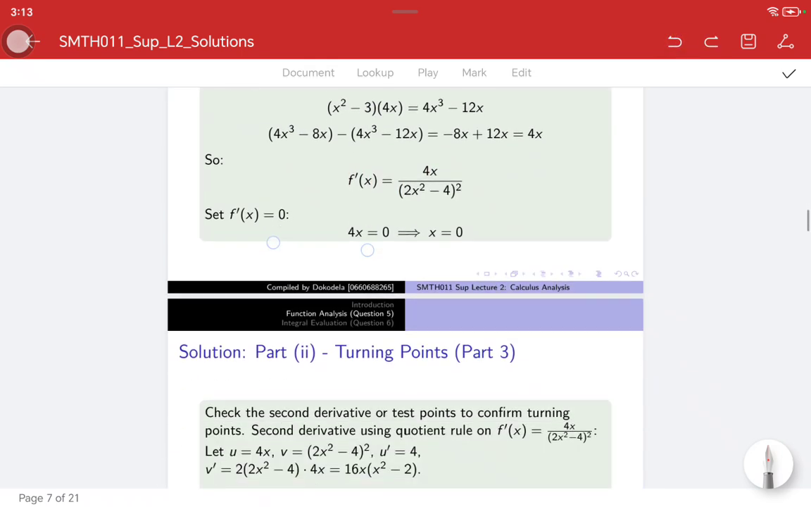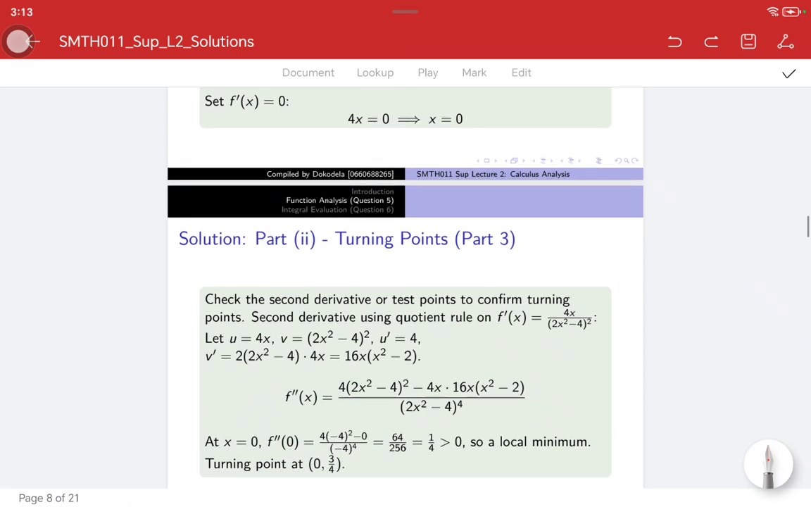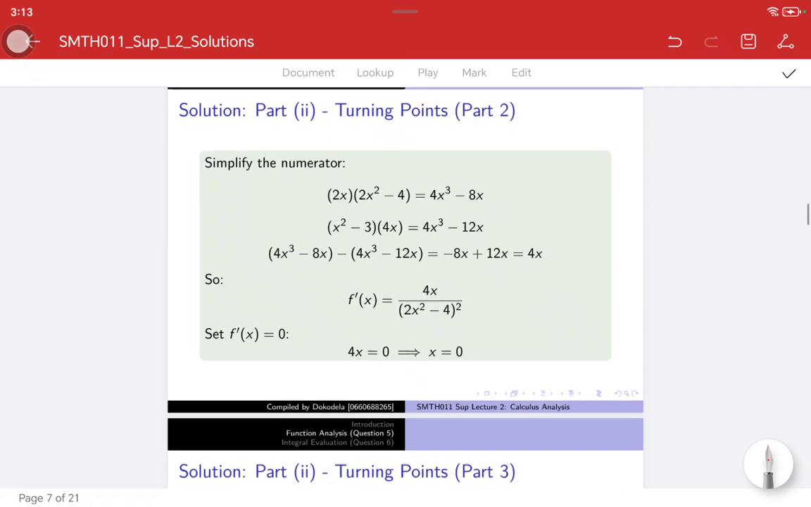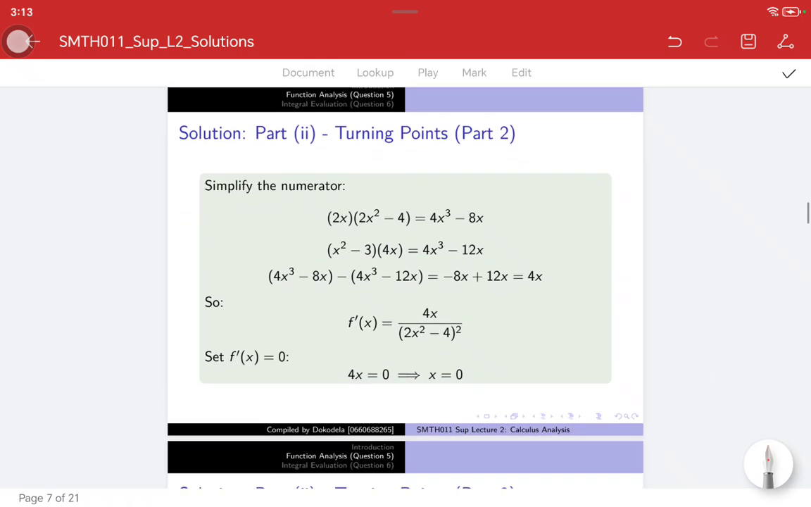From this, remember I said that we're going to use the second derivative or the test point to confirm the turning point. In other words, we are going to use the second derivative to check what type of turning point this is. Is it a local minimum or a local maximum? So here we found that x is 0, so I'll just write my turning point here.